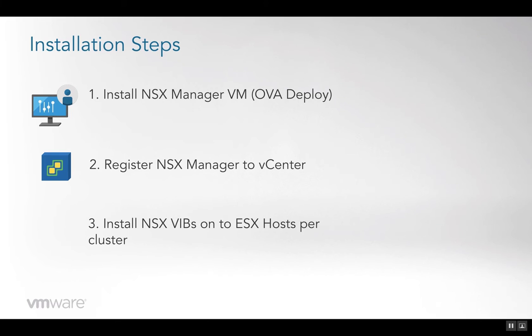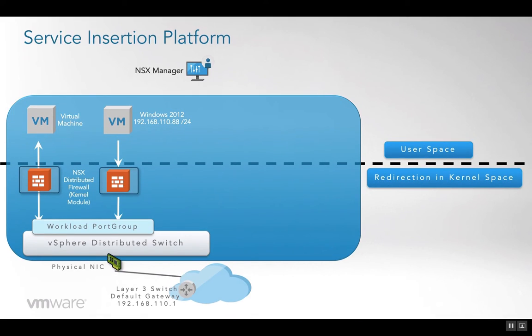First, the management plane component of this solution, also known as NSX Manager, is deployed from an OVA file, just like any other VM in the infrastructure. Then NSX Manager is registered to the vCenter. Both of these steps are out-of-band management related processes and are completely non-disruptive to the infrastructure. The last step is to install the NSX VIPs to the ESX hosts in the cluster. The overall picture looks something like this shown here.